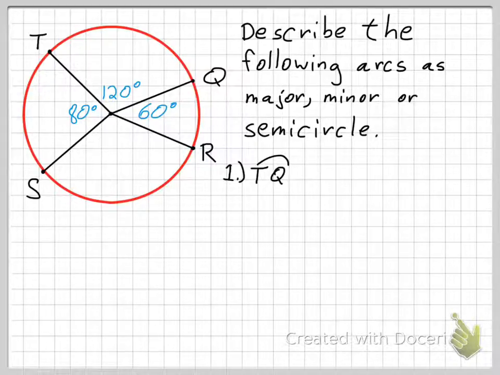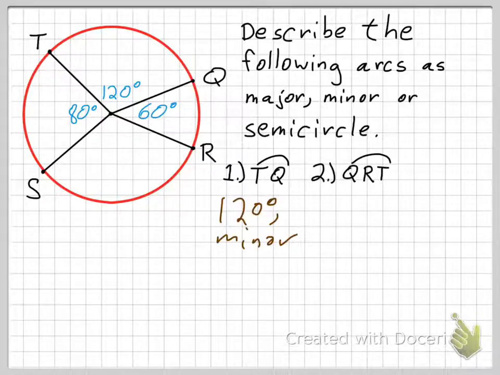So the first arc is arc TQ. The measure of this arc TQ is 120 degrees. That's less than 180, so it's a minor arc. Okay, a minor arc. And then, what about QRT?